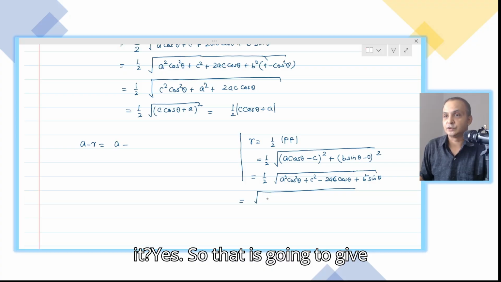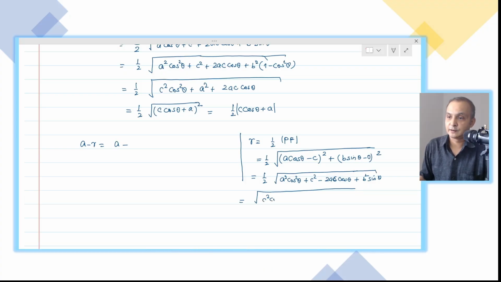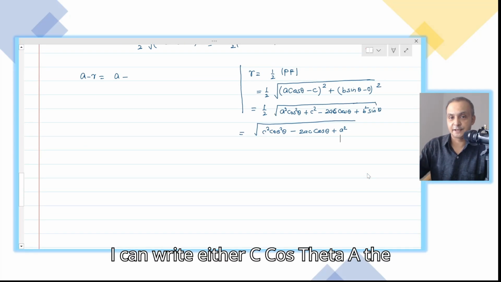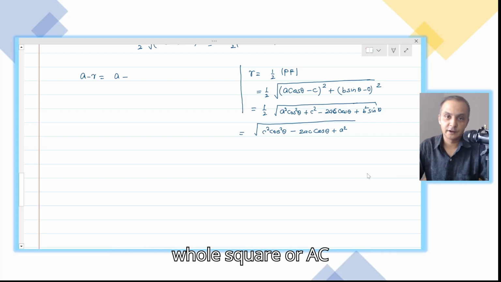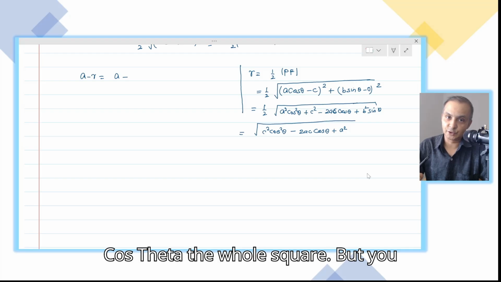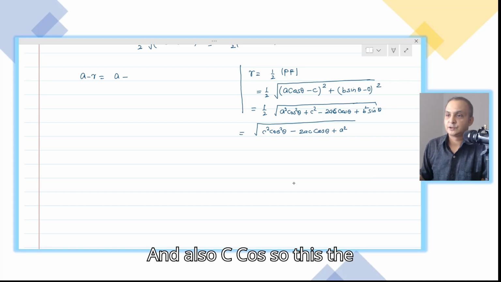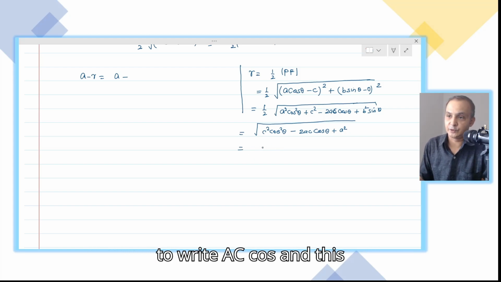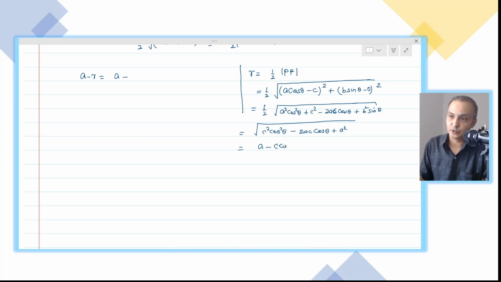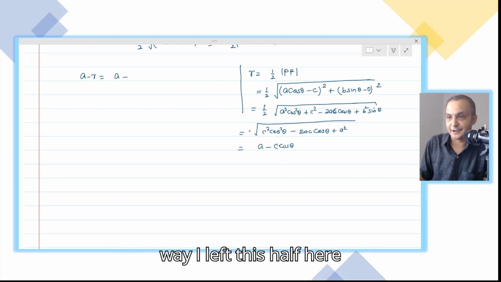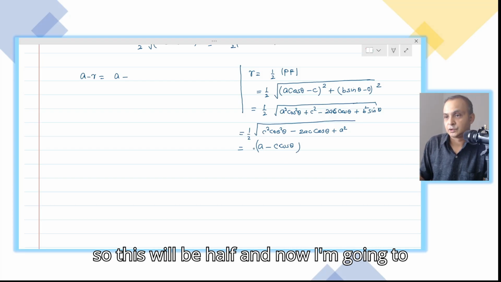Yes. So that is going to give you C square cosine square theta minus 2AC cosine theta plus A square. And this I can write either C cos theta minus A the whole square, or A minus C cos theta the whole square. But you notice A is always bigger than C cos theta, so this square root should be positive, so I have to write A minus C cosine theta. And this thing I'm going to place, by the way, I left this half here, so this will be half.